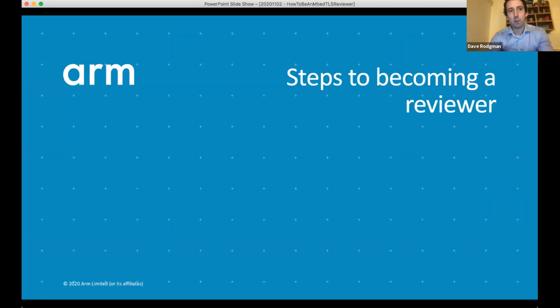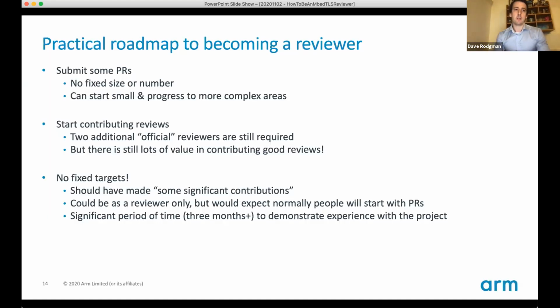So what would that process look like? How to become a reviewer? It could start with submitting some PRs to build involvement in the project. We're not specifying a fixed size or number of PRs. They could start small and progress to more complex areas. But it's a good way of showing understanding of the project and getting involved.